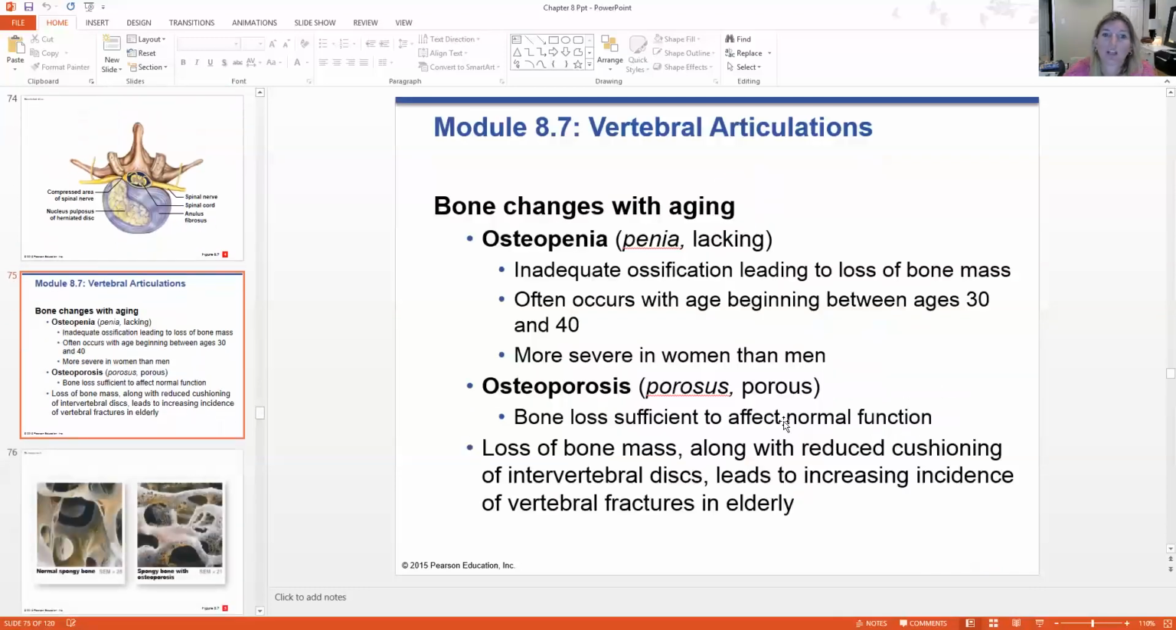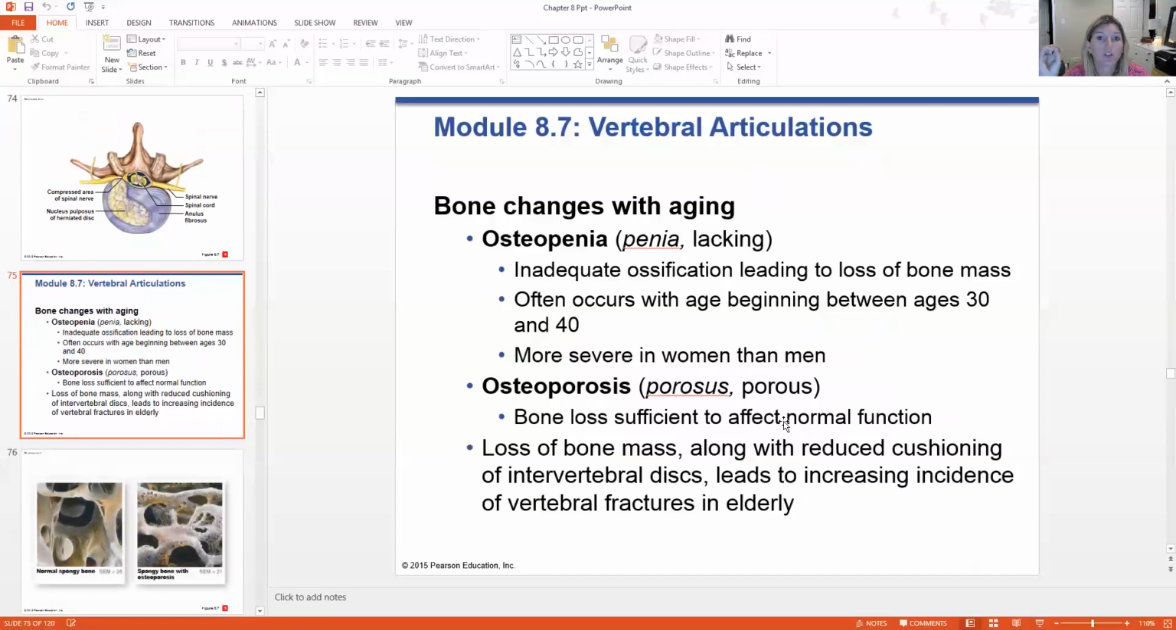Let's talk about changes that occur in our bones. You have osteopenia. Osteopenia is just the overall general term for lack of ossification. So this is going to happen in all of us. It occurs starting at age 30. That's most of us, right? And continues on through life. It's more severe in women than in men because of hormone issues.